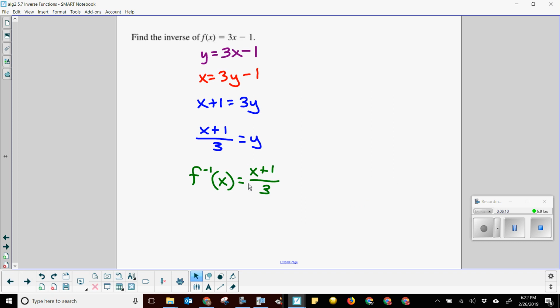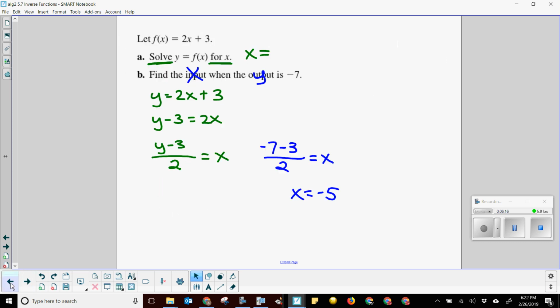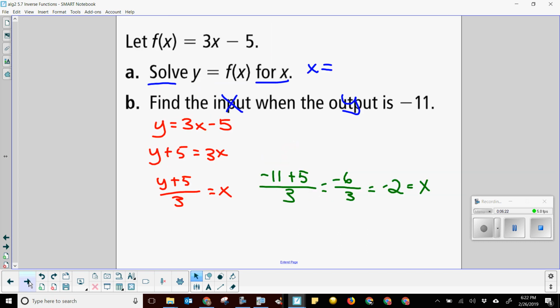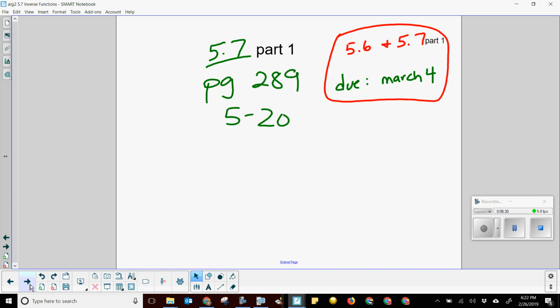Back here, 1/3 and 1/3 wouldn't have mattered. 1/3 and 5/3, like these didn't simplify. But this particular one did. 8 over 2 is 4, so x over 2 minus 4 would be my final answer on that one. So this was the homework for part 1. Just real quick video. Just remember we're switching x and y. That's the biggest part of inverses.